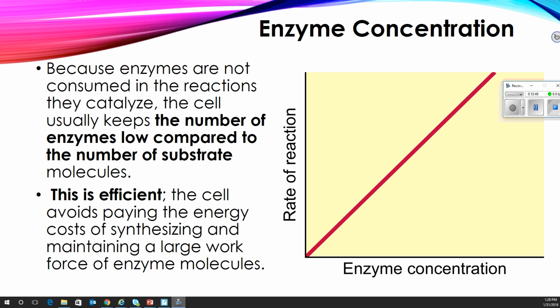Okay, the cell usually keeps the number of enzymes low. Think of it as if you were working on a job and you want to get as much work out of each worker bee as you can, because you don't want to pay a whole bunch of worker bees. You want to make some profit. So the same kind of thing here. They don't want to put much energy out. They want to retain that energy. So they keep the enzyme numbers low compared to the number of substrate, the things you're trying to break apart or put together. This is efficient. The cell avoids paying the energy costs of synthesizing and maintaining a large workforce of enzyme molecules.